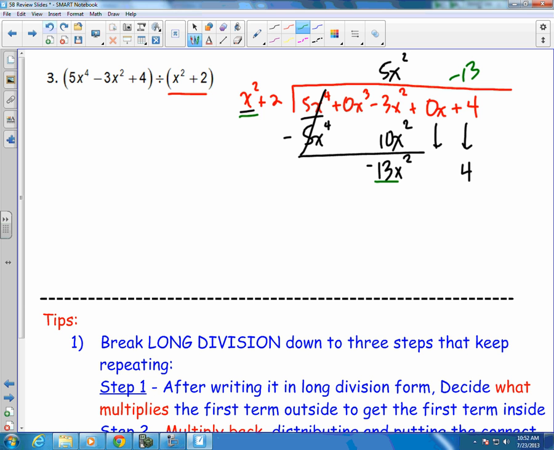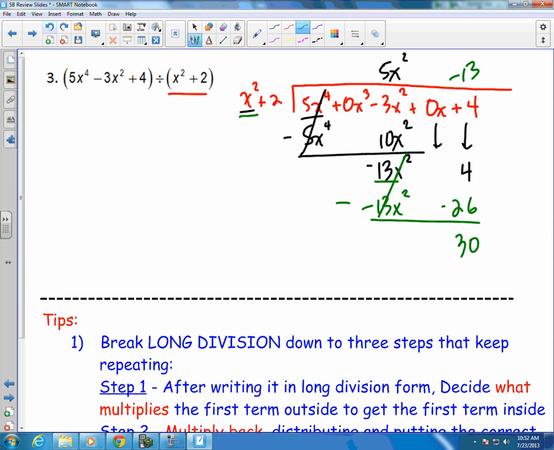Okay, so now I multiply back. Negative 13 times x squared is negative 13x squared. Negative 13 times 2 is negative 26. And now I got that. Now I subtract down, so these cancel. Negative 13 times minus 13 gives me plus 13. And 4 minus 26 gives me 30.